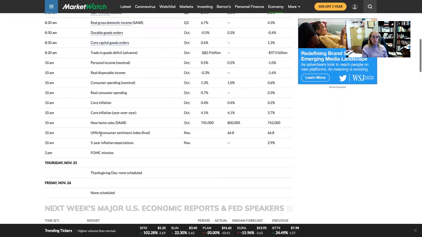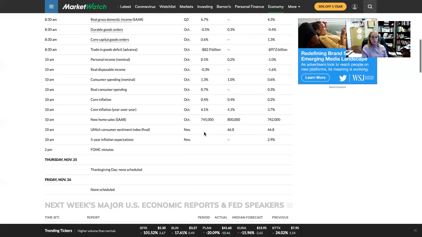Here's the Michigan Sentiment Index. It hasn't come out yet, though it's supposed to come out today. I don't know why it's not out yet, but definitely look at this. I have a link to this, and I'll show you in a minute. They think it's going to be unchanged at 66.8, so we'll see what happens. This is a really important indicator, so make sure you talk about this.